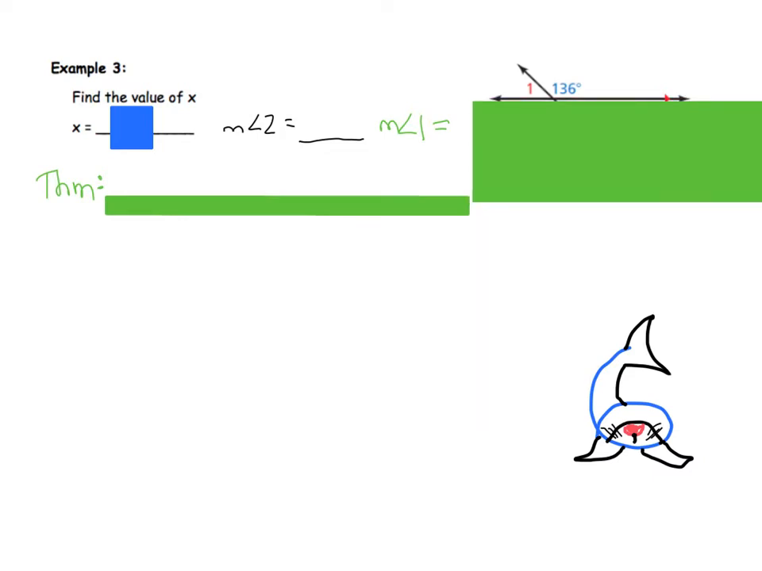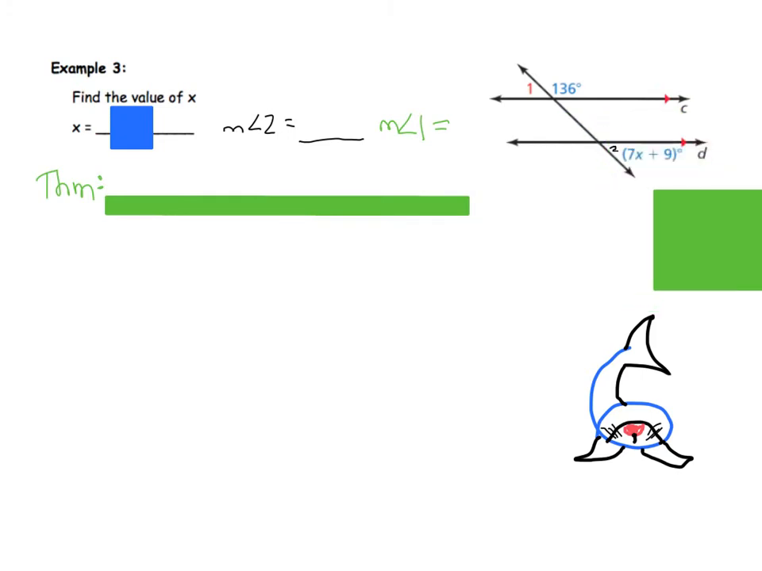Because if I cover this up, I can easily see that angle 1 is a linear pair with the 136 degree. So if I know that they're a linear pair, I know that they add up to 180 degrees. So all I have to do to figure out angle 1 is take 180 and subtract 136, and I'm left with angle 1 equaling 44 degrees. All right, so 44 degrees is angle 1 there.